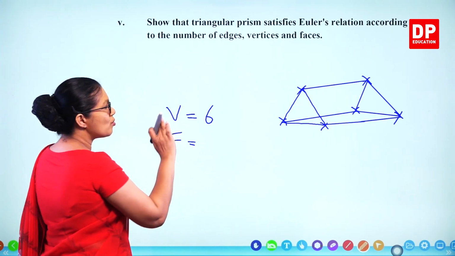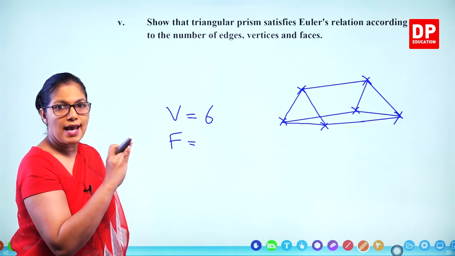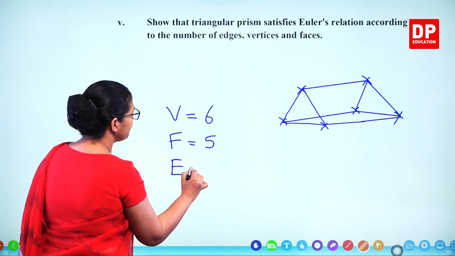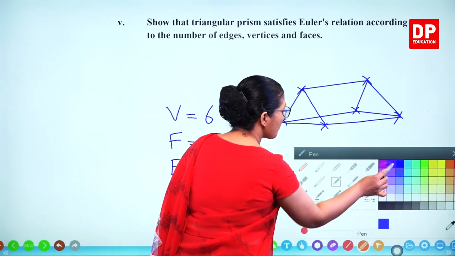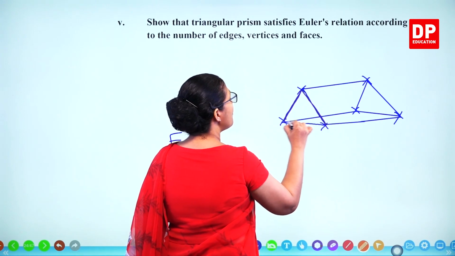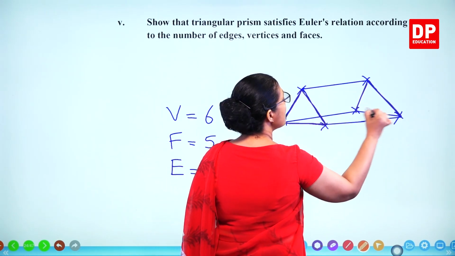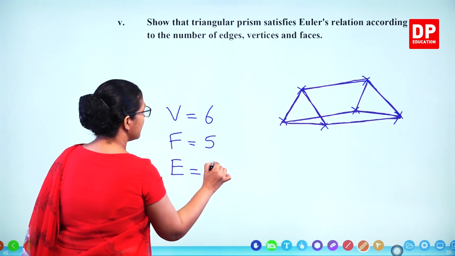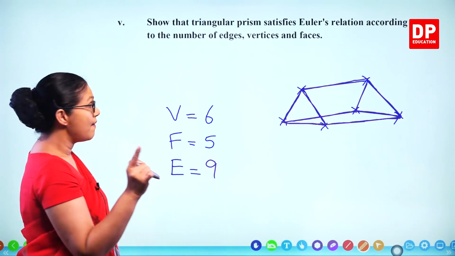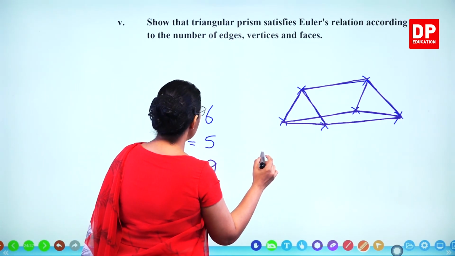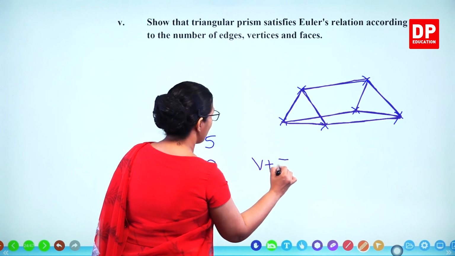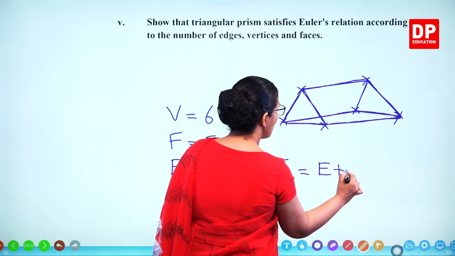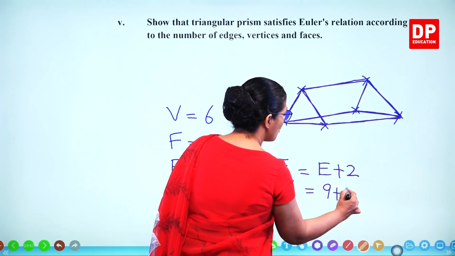Faces: 2 triangles and 3 rectangles. 3 plus 2, 5. Edges: 1, 2, 3, 4, 5, 6, 7, 8, 9. Now we'll see whether it satisfies Euler's relation. V plus F, 6 plus 5, and E plus 2, 9 plus 2.